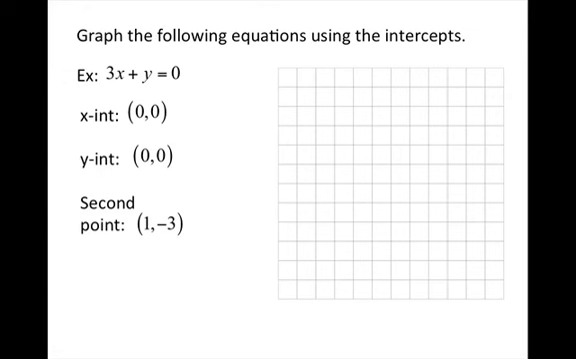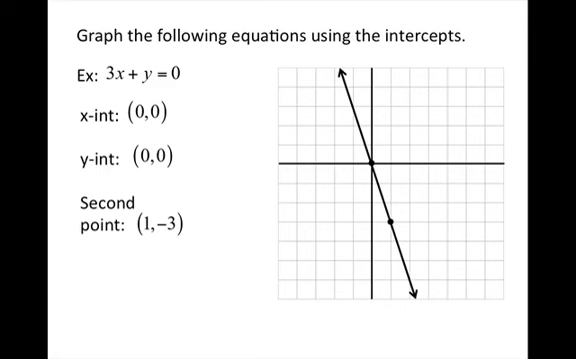So we're going to plot the points (0, 0) and (1, negative 3). When you get those ordered pairs plotted, then draw your line through them.